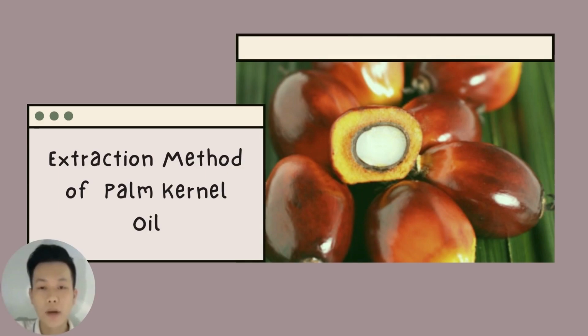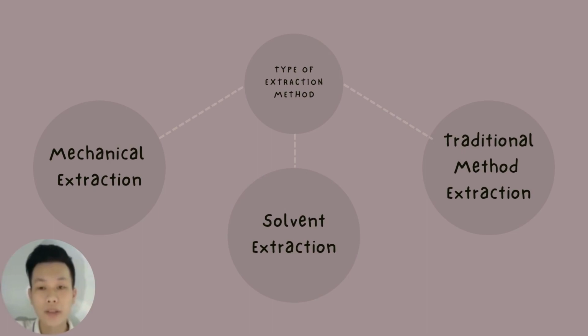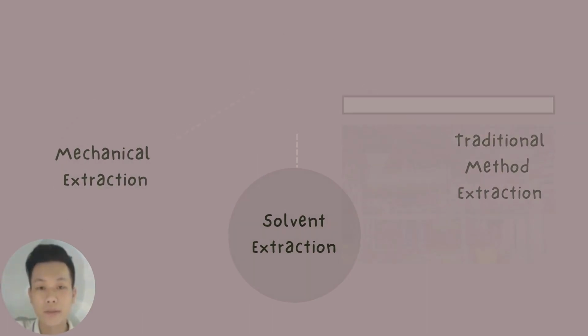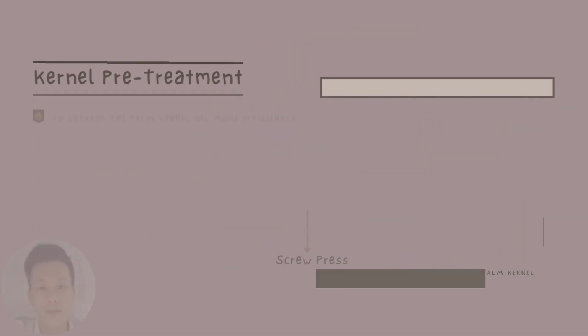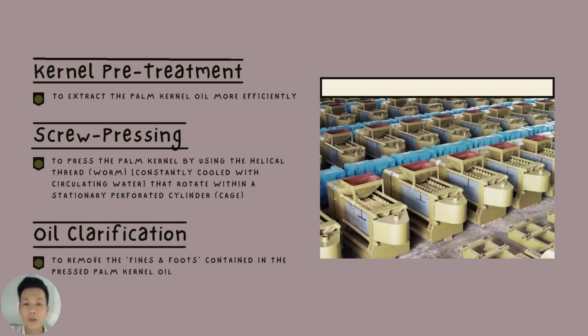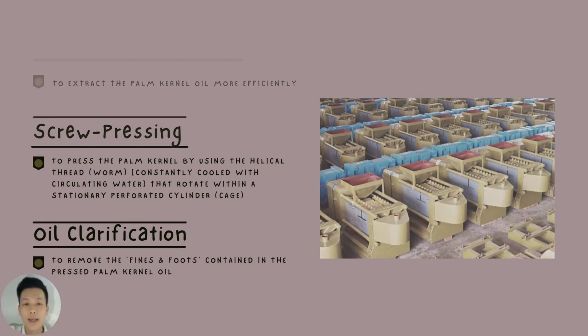There are some extraction methods of palm kernel oil that can be paid attention to. Let's go through them. Here we have 3 types of extraction methods that I will explain in more detail later. Mechanical extraction: in these steps, the palm kernel should be cleaned, reduced in size, flaked, and steamed before it has been screw pressed. During pressing, the bone is cooled with circulating water to prevent affecting the quality of oils and cakes.